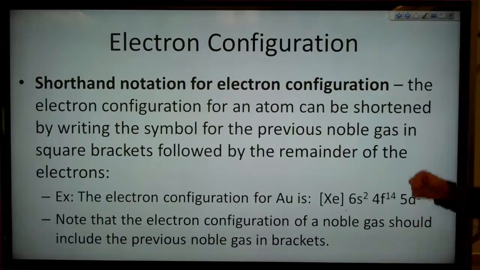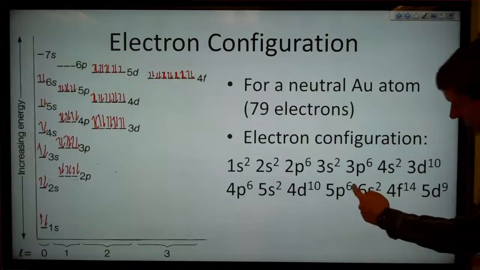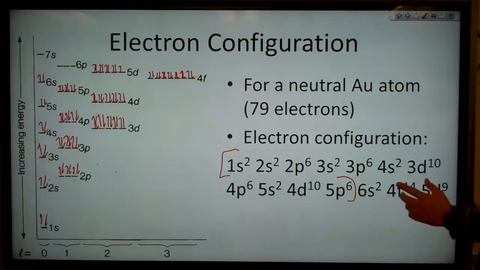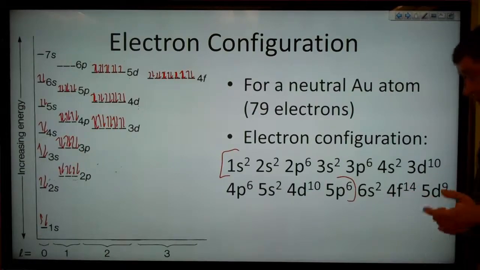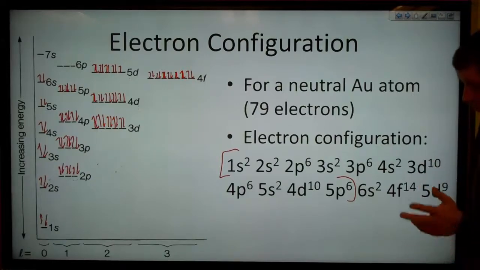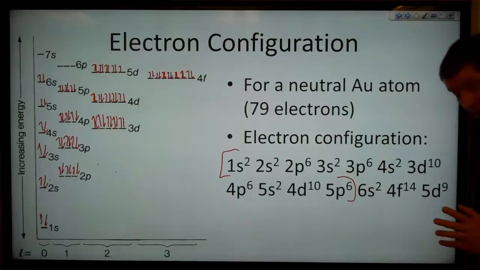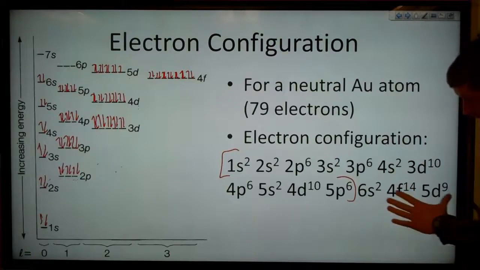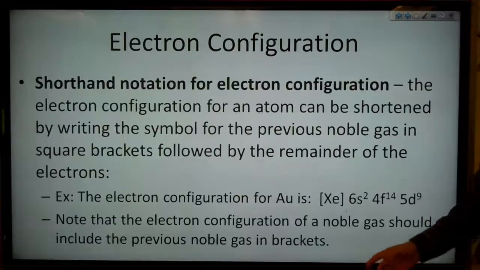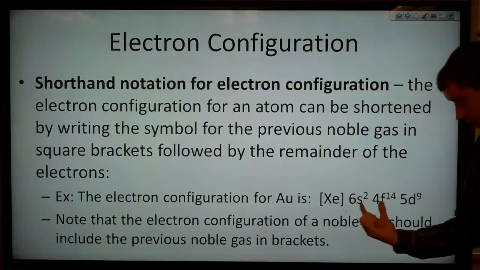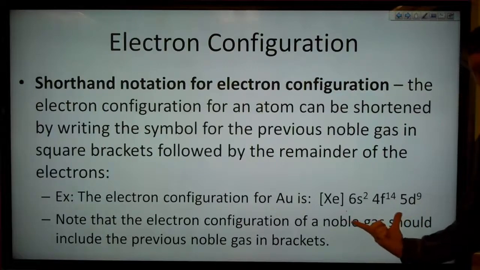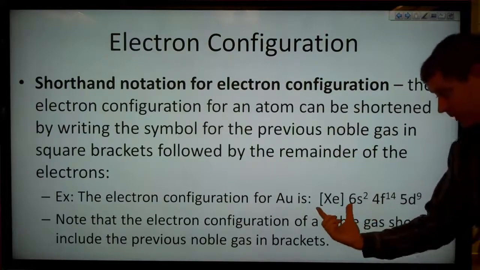So xenon ends here. Xenon is all of this stuff that I've put in square brackets: the 1s2, 2s2, 2p6, 3s2, 3p6, 4s2, 3d10, 4p6, 5s2, 4d10, 5p6. That's where xenon ends. And then the rest of this is what we have to tack on with our shorthand notation. So we write xenon plus 6s2, 4f14, 5d9. And that way it's significantly shorter, and we don't have to write all of that other stuff that's all encapsulated in xenon.